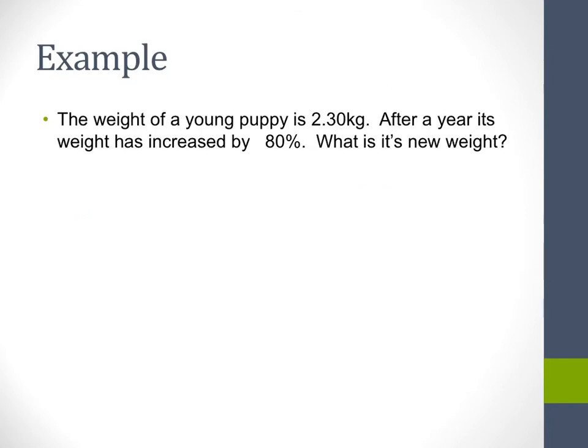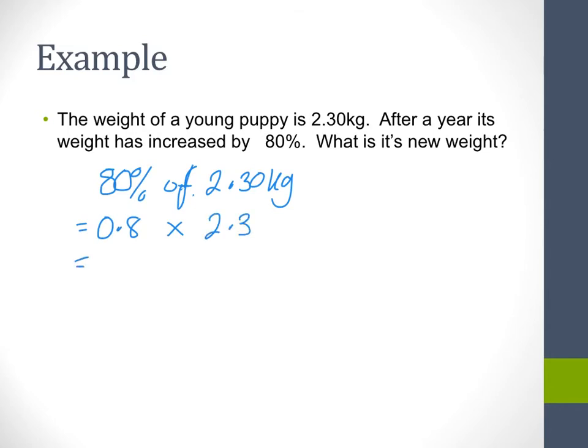So in this example, we've been told that the weight of a young puppy is 2.3 kilograms. After a year, its weight has increased by 80%. What is its new weight? So it's obviously getting bigger. We're working out what 80% of it is and then adding that on. So we need to work out what 80% of 2.3 kilograms is. 80% as a decimal, 0.8. Of means times 2.3 kilograms.